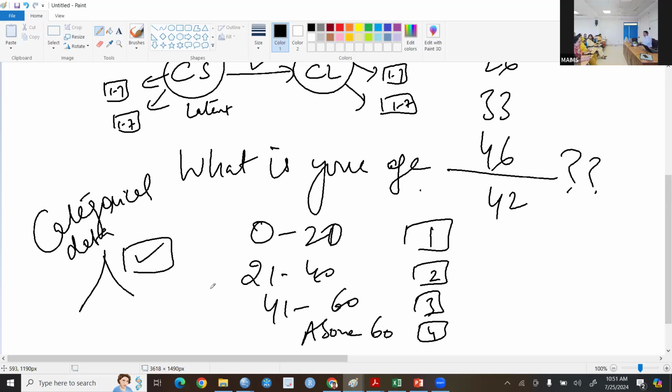First aspect, can I rank these 4 categories? Yes, audience. Can I rank these 4 categories? 0 to 20, 21 to 40. Can I order these 4 categories? Can I say these are younger ones, these are the older ones?